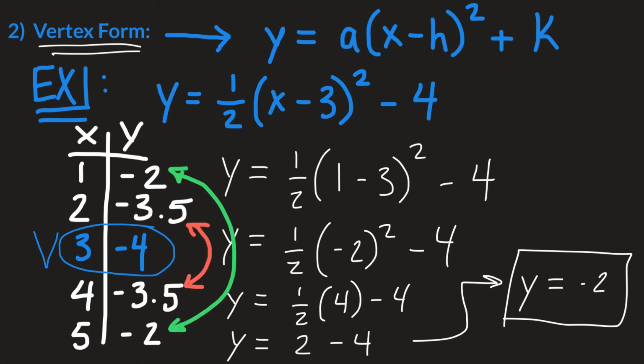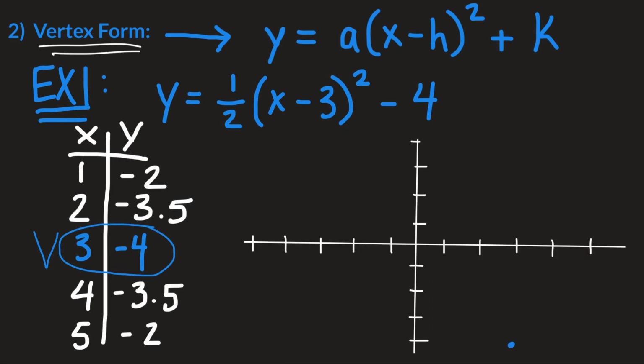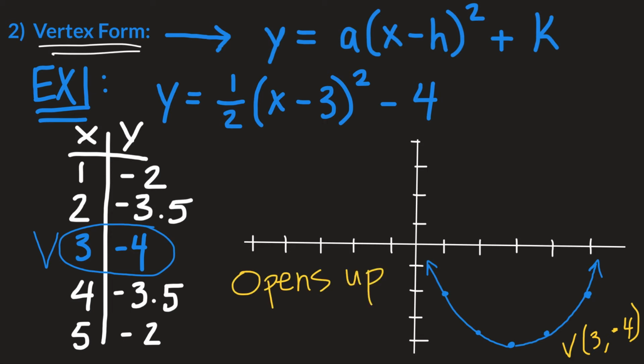Now let's quickly graph this parabola. When you plot all the points, the parabola should look something like this. Notice that the vertex is (3, -4). We also can see that it opens up, and also the equation of the axis of symmetry is always x equals h, and in this case, x equals 3.